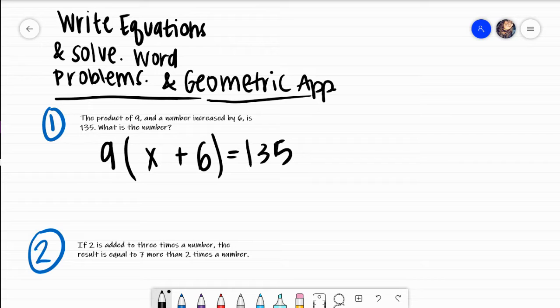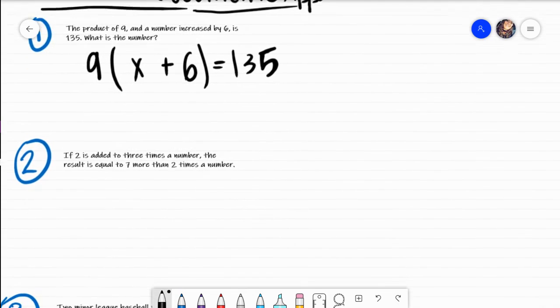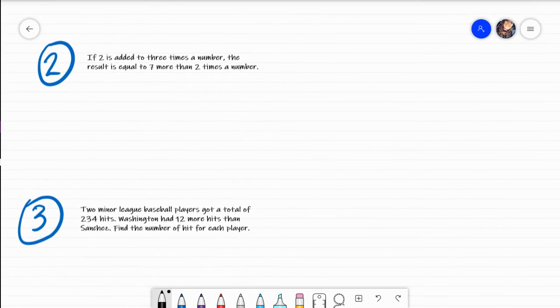So this would be the first half of that initial problem. It'll also tell you, like, what is the number, or solve. And so you'd actually solve and you would get the actual value for our X variable. Okay. So it's just going to be a lot of these.